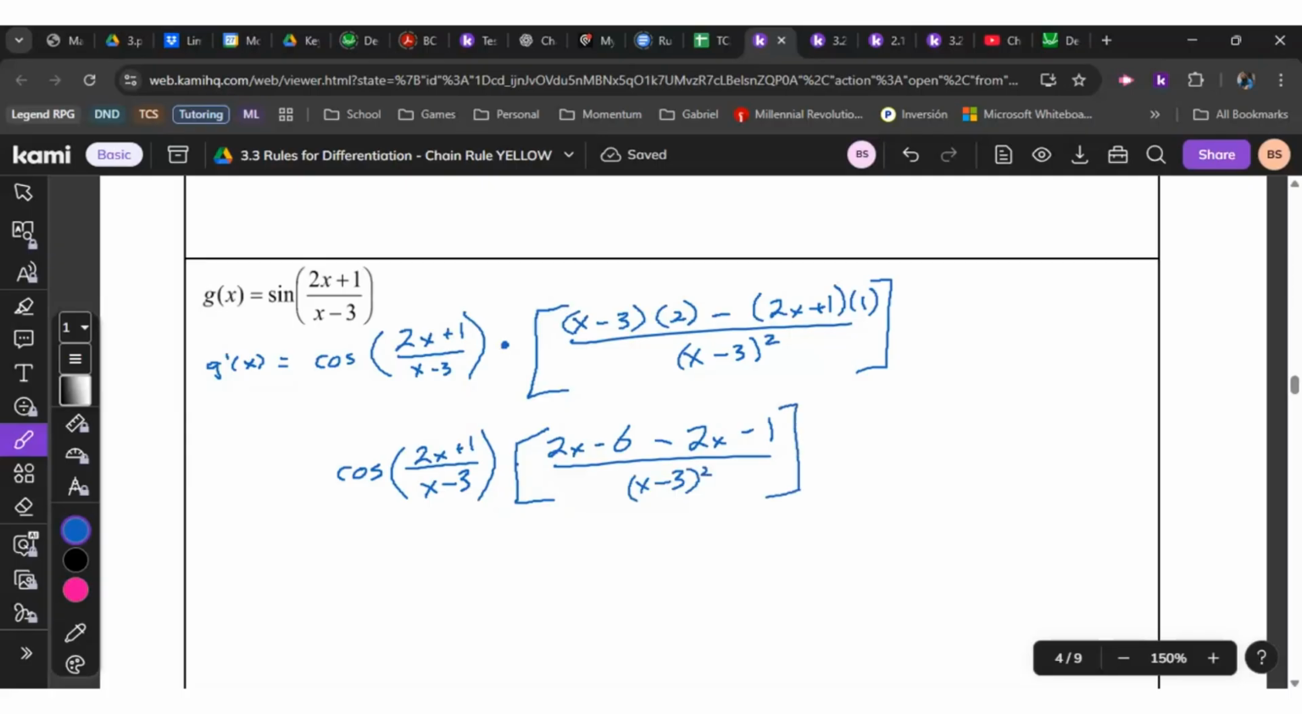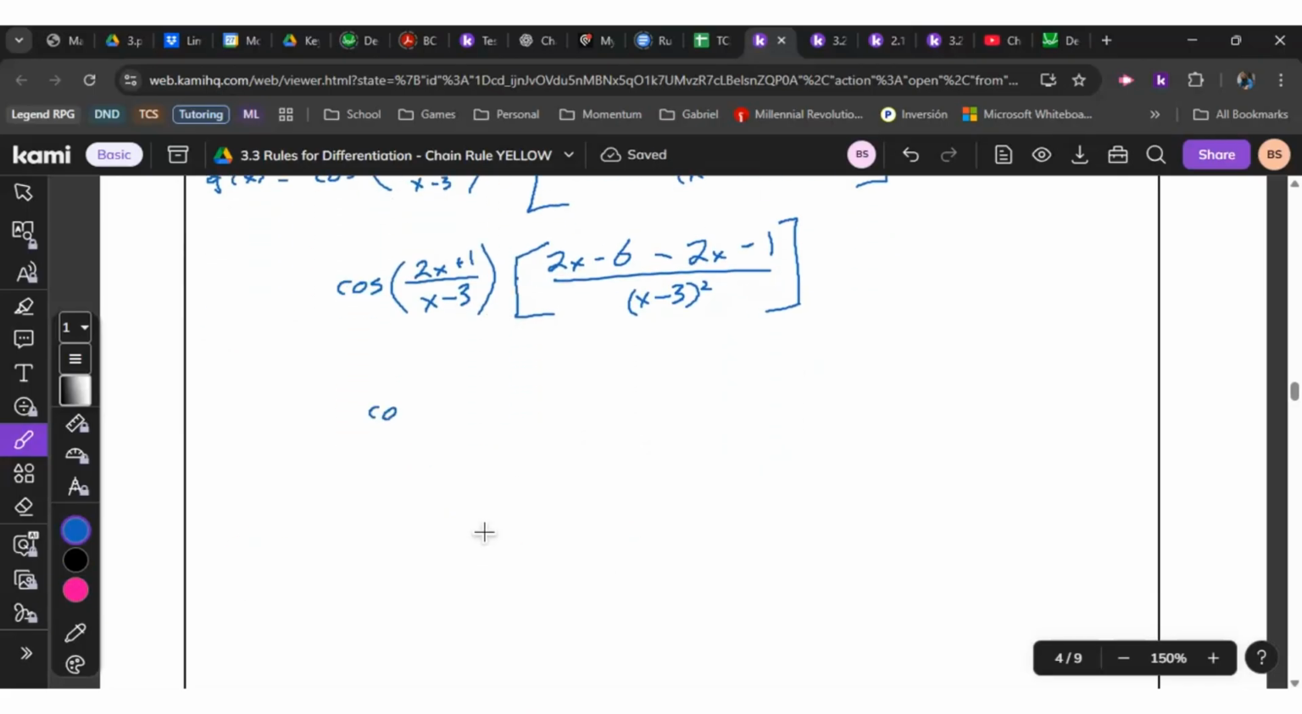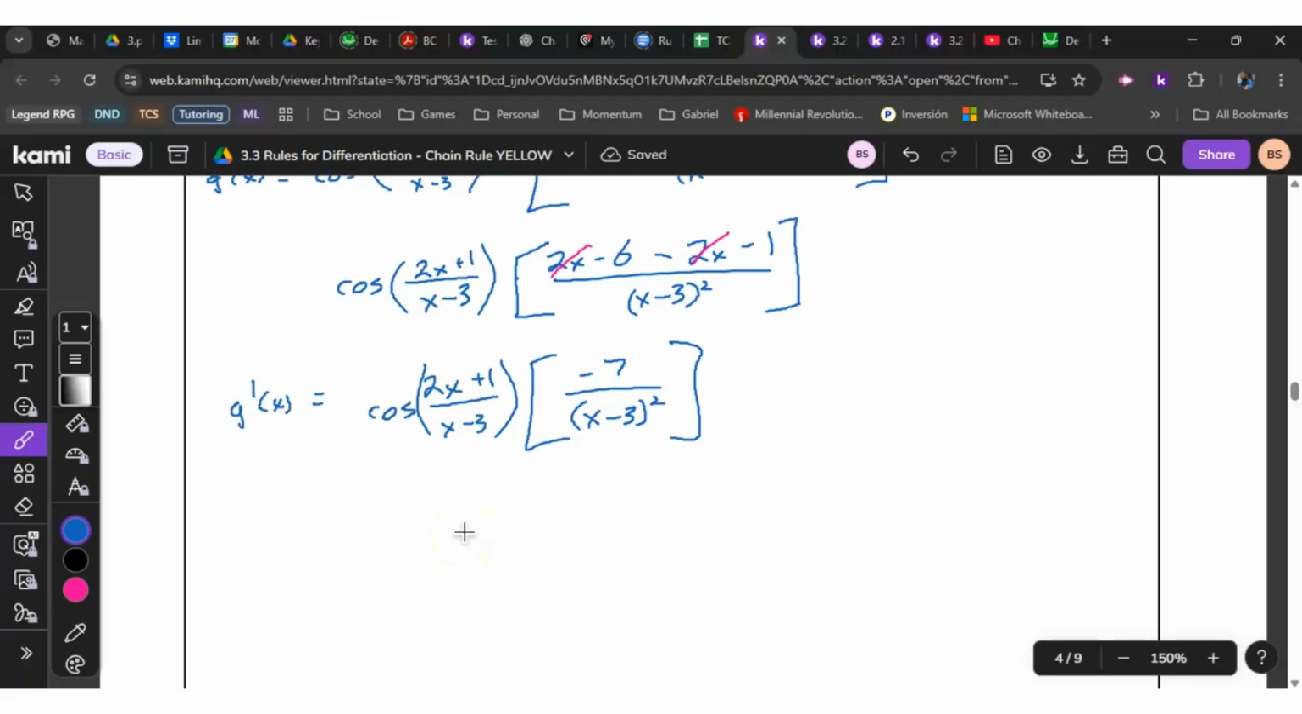Now the reason I'm doing that is because a few things are going to simplify there, right? So what's 2x minus 2x? Yeah. So we write the first part, cosine of 2x plus 1 over x minus 3. And then we multiply that by, the 2x's cancel, so it's 5. And then we've got negative 6 minus 1, negative 7 over x minus 3 squared. Okay, and now at that point, I would probably just leave it like that, because you can't really do anything else that's going to be helpful. I guess technically this should be g prime as well. Awesome.